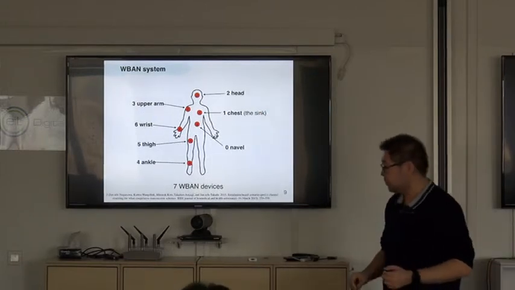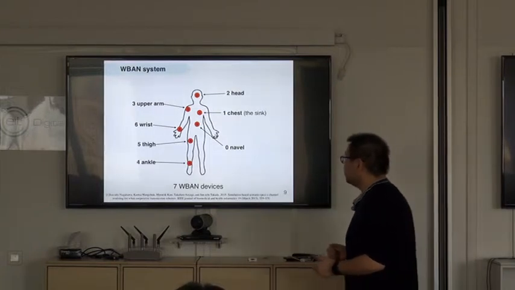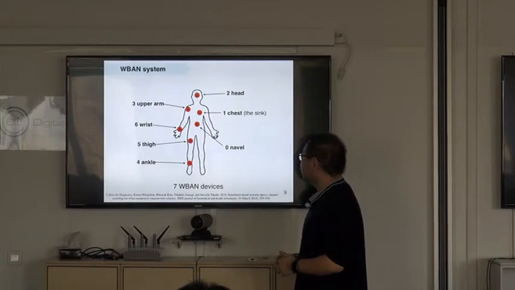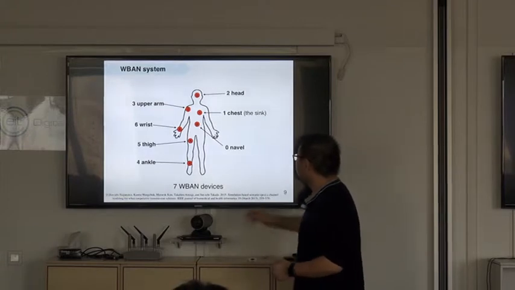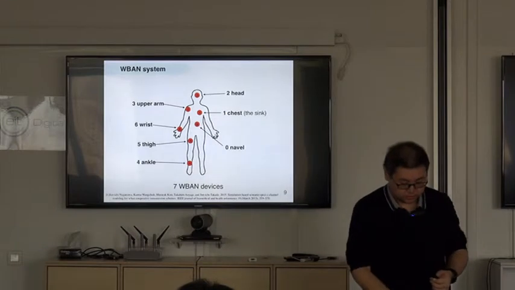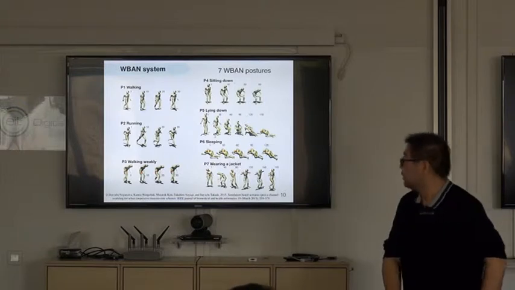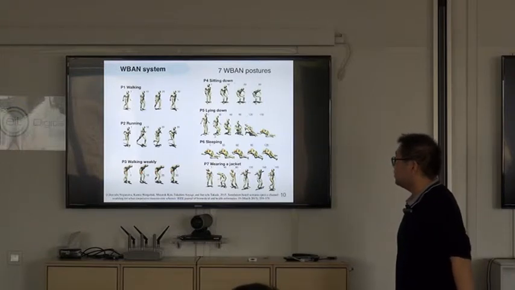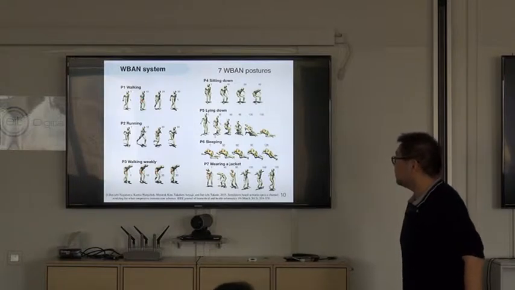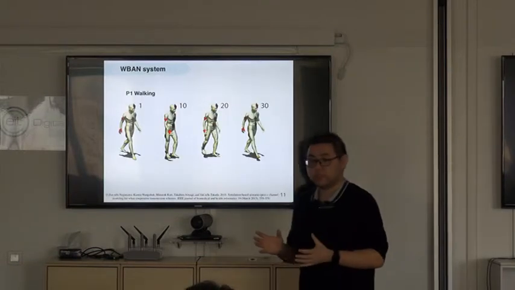So for the multi-hop WBAN communication, we use a proposal from the literature. This work proposed 7 different sensor nodes on the human body, and number one, the sensor on the chest, is the sink. It also proposed 7 different human mobility postures: walking, running, walking weakly, sitting down, lying down, sleeping, and wearing a jacket. Each posture is a continuous action of the human body.